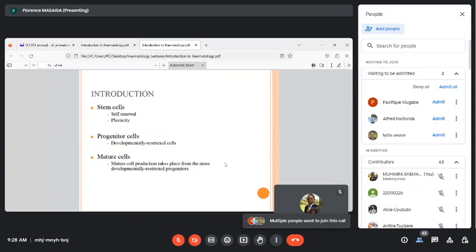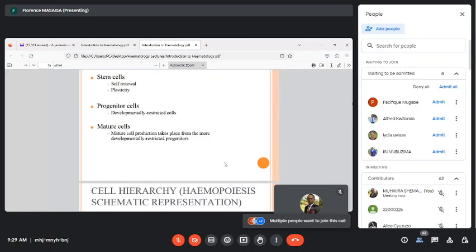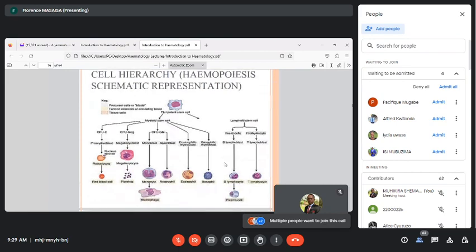Let's say we have lymphocyte progenitors. Those are the cells which are already committed to develop into lymphocytes. Then we have myeloid cell progenitors, which are committed to produce myeloid cells. Then you have mature cells, which come from the more developed and restricted progenitors. So this image shows from the beginning how things are happening.